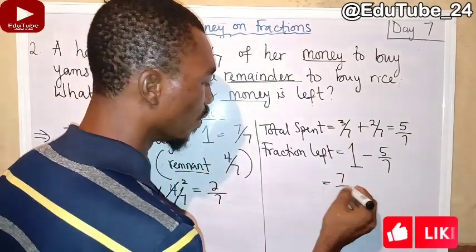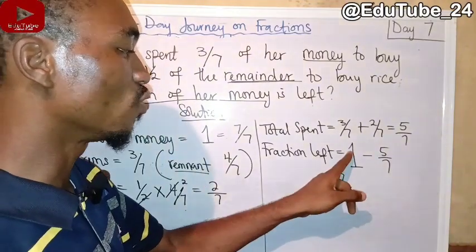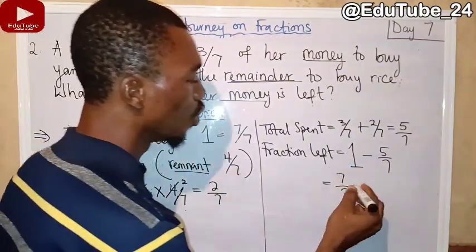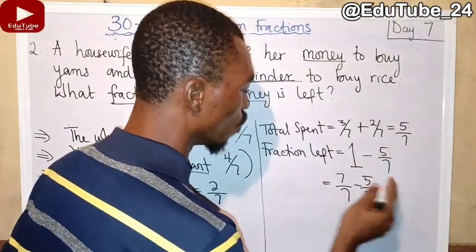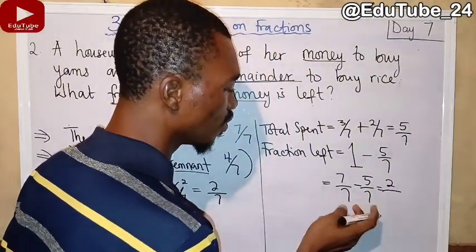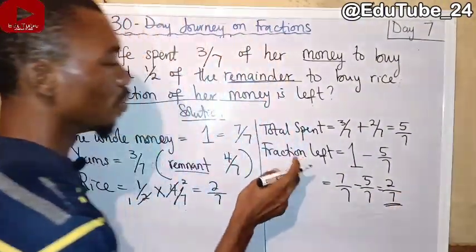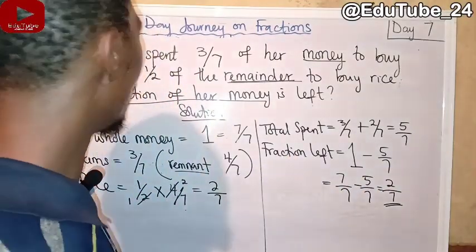So 7/7, because in a literal sense, 7/7 is the same thing as 1. Rationalizing is so that we can have a common denominator. So 7/7 minus 5/7. That will give us 7 minus 5, which is 2, and then 7, because this is the common denominator, we just bring it down. So the fraction of our money left is 2/7. So that is it for question number 2.